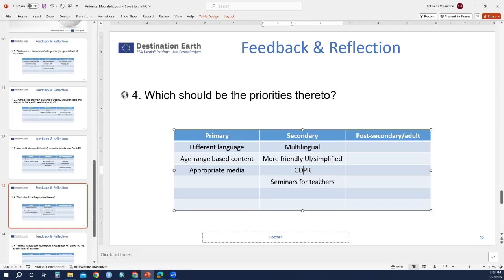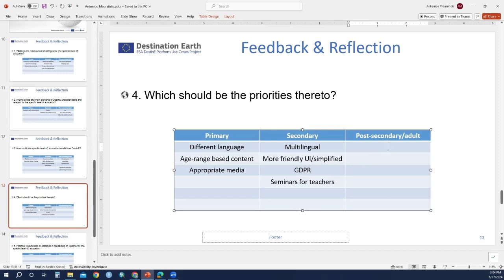Excellent. I'm wondering, GDPR in which sense? We didn't discuss it further, but I suppose since children and students under 18 are logging in to the platform, then it is about their data and stuff like that. Okay.